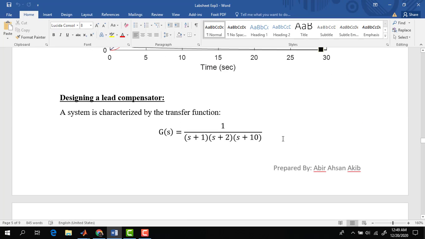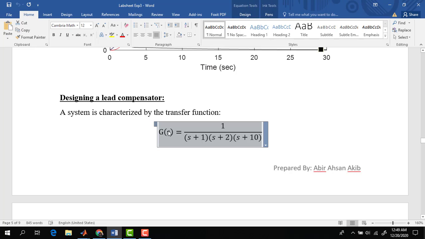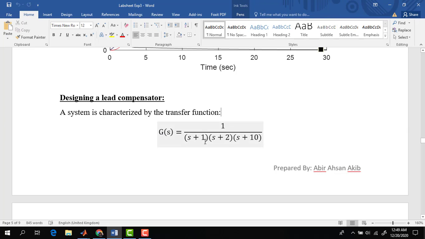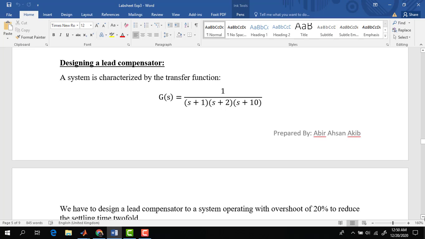In this experiment we will need to analyze or use this transfer function. This is basically the same as the previous, or just a bit different, I guess. It says that G(s) is equal to 1 by (s plus 1)(s plus 2)(s plus 10). So there are basically 3 poles at minus 1, minus 2 and minus 10. I encourage you to draw the root locus of this transfer function on your own, but for the experiment I will use the rlocus function of MATLAB. So let's go forward.